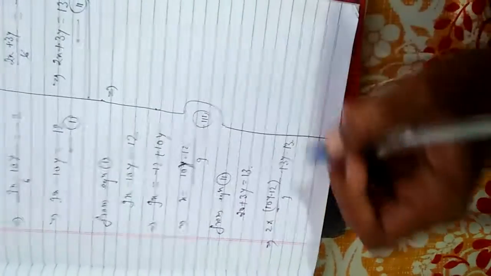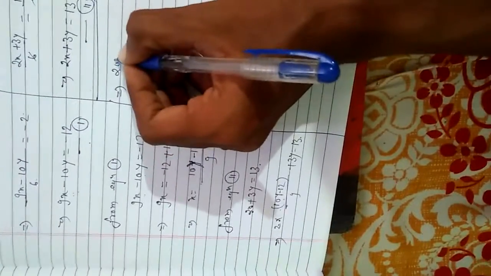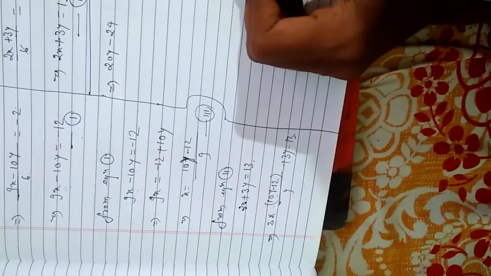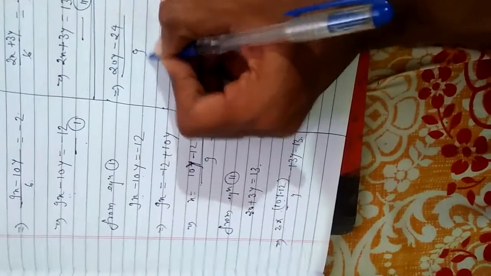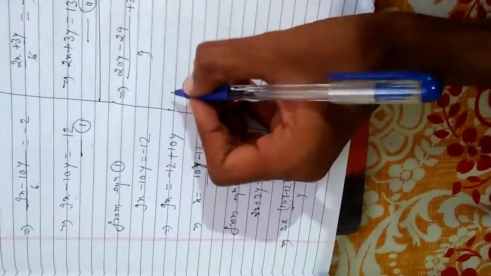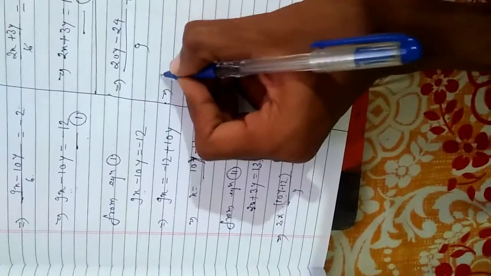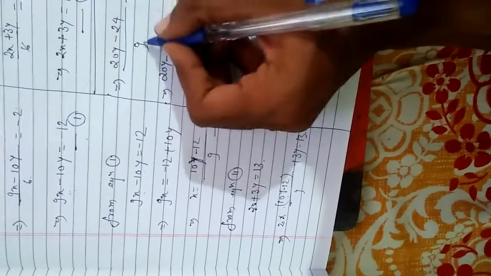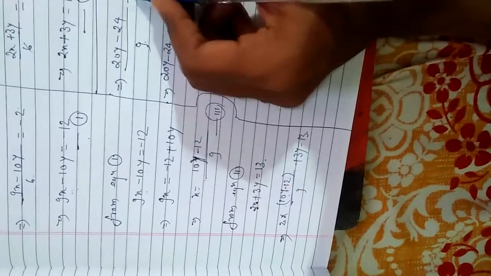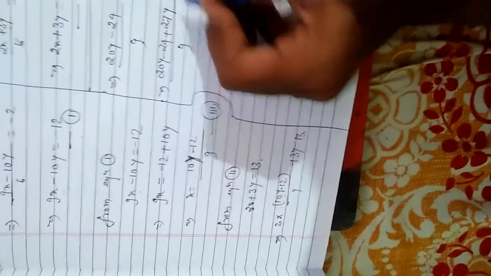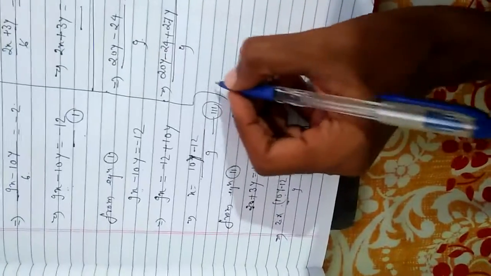Okay, so now multiply this 2 in here, so 2 12s are 24, 20y minus 24, divided by 9 plus 3y equals 13. Now we are taking the LCM again, so 20y minus 24, and 9 3s are 27, so plus 27y, divided by 9, equals 13.